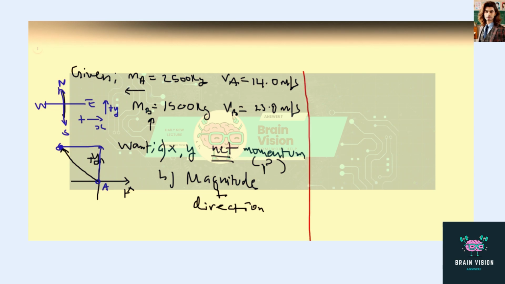So we're going to start with part A, and we'll deal with the pickup truck, and then we'll deal with the sedan. For the pickup truck, we have two types of momentum. We're going to call PAX the momentum of the pickup truck in the x direction. We call it PAX because A happens to be the pickup truck.